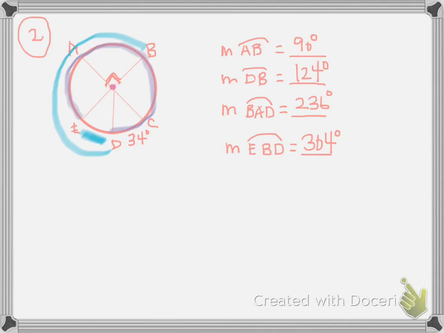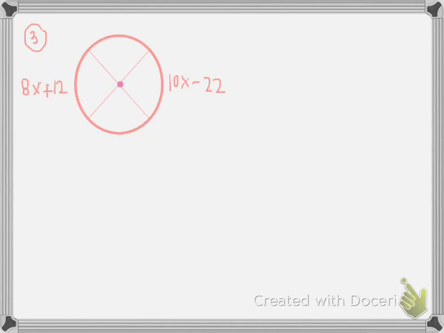Okay, so each angle in there has to add together to be 360. Okay, so what about this one here? If I wanted to find x here, I know that these two are vertical angles, so those two things are going to be equal. So I'm going to say 8x plus 12 is equal to 10x minus 22.